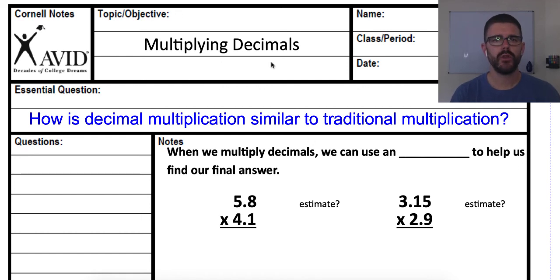So you should be looking at your notes that look like this, multiplying decimals. I want you to add in this essential question up top. How is decimal multiplication similar to traditional multiplication? That should be a question you're able to answer by the time we're done with the lesson. And then my next couple of slides are going to take us right through the examples in your notes. So you're following along, you're doing the examples with me, making sure you get all the information into your notes.